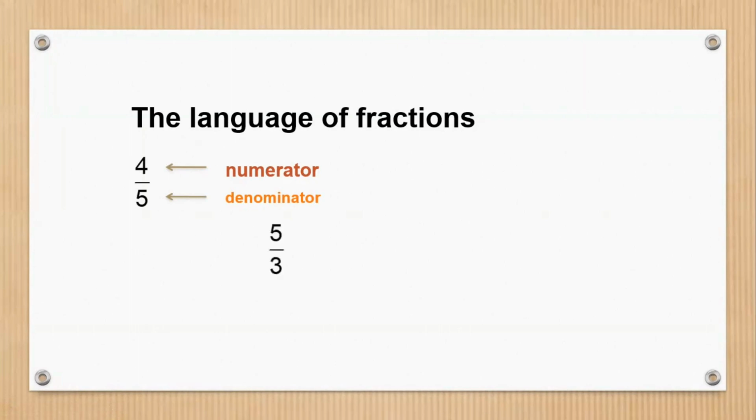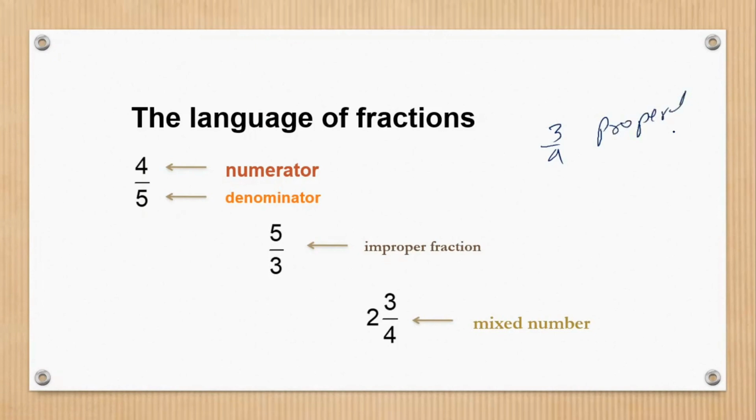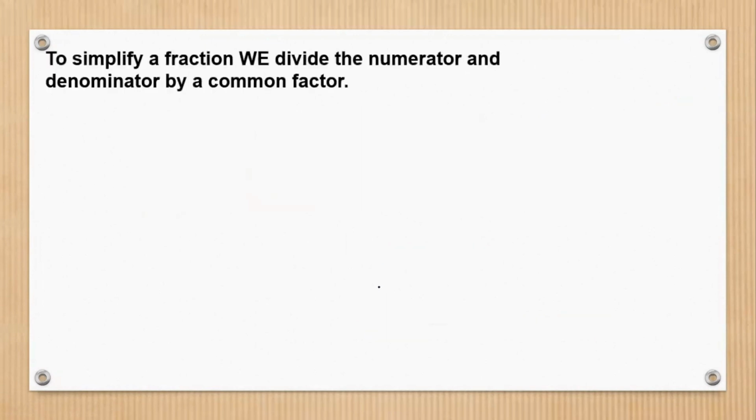Now, if the numerator is greater than the denominator, then it is called an improper fraction. And a proper fraction mixed with a whole number is called a mixed fraction, or a mixed number, where 3 upon 4 is called a proper fraction. A proper fraction is a fraction which has the numerator smaller than the denominator, and a whole number and a proper fraction together make a mixed number.